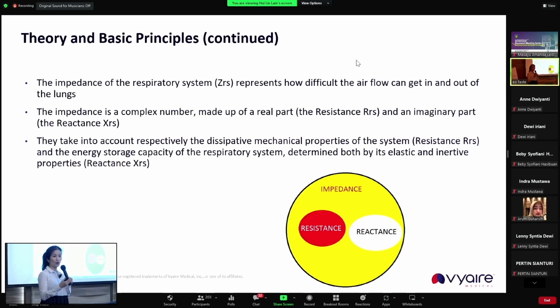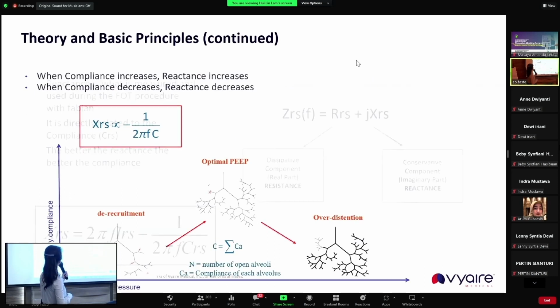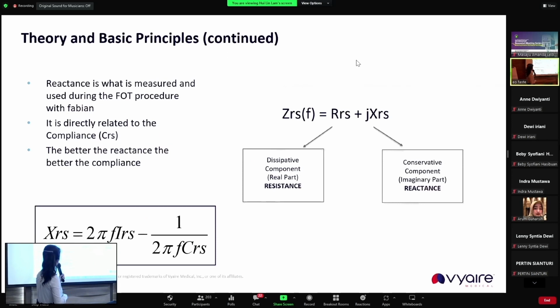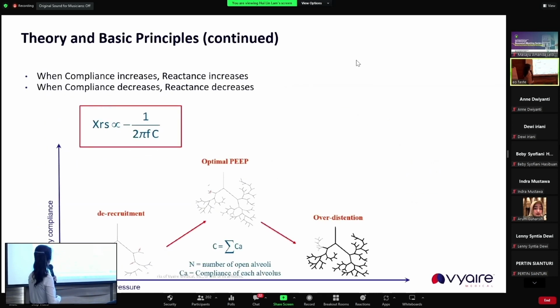So resistance is what we know on the ventilator, compliance and resistance, right? Then reactance is what we call the imaginary part. Based on what we have found out, the reactance is directly proportional to our compliance. So this is the equation here. This is reactance, and then we have the compliance here. So it's actually directly proportional, which means that the better the reactance we see on the ventilator when we send the FOT signal, the better the compliance. Here on the graph, when we send the oscillatory signal to the patient and the compliance increases, your reactance also increases.